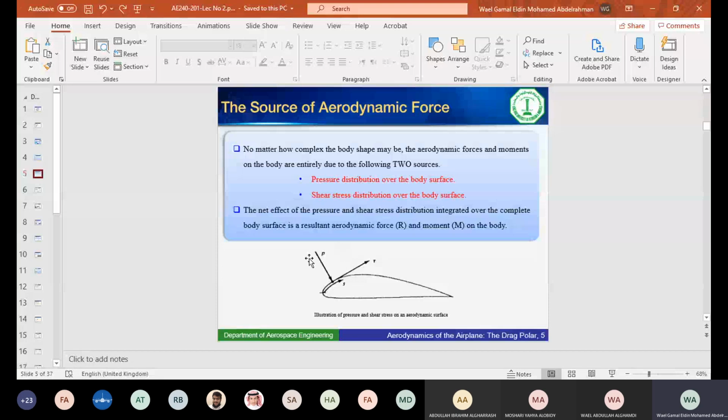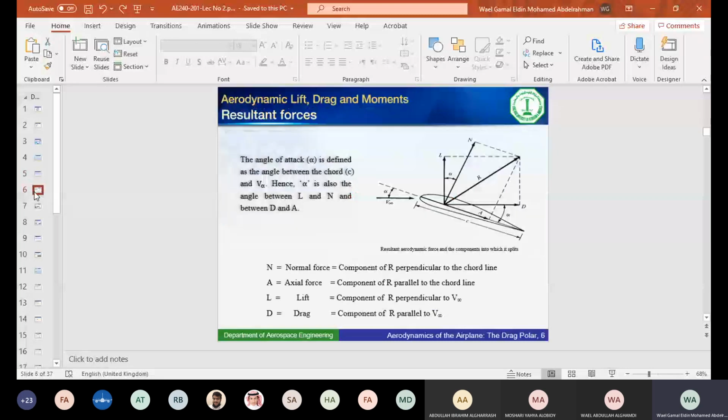Pressure and shear will generate a force. The force will have components. If I look at the force generated on the airfoil or the wing, we typically call the component normal to the chord line, and now I'm using the term chord line, the line connecting the trailing edge and the leading edge, the normal force, and the force in its direction the axial force.